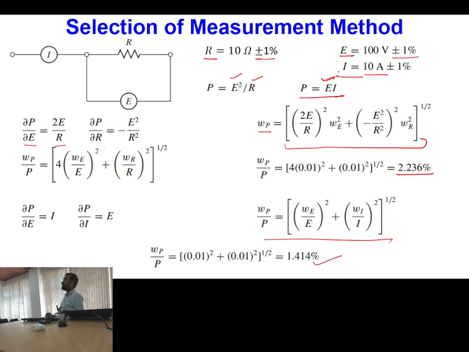Depending upon the nature of the resultant function, in one method there can be amplification of uncertainty, and in a second functional form there can be diminishing of the uncertainty value. So that depends upon the functional form. Which functional form and which measurement we have to use is something we can select a priori, before developing the experimental setup.